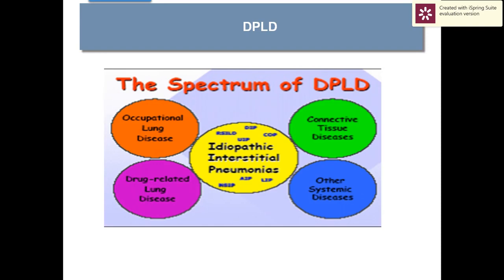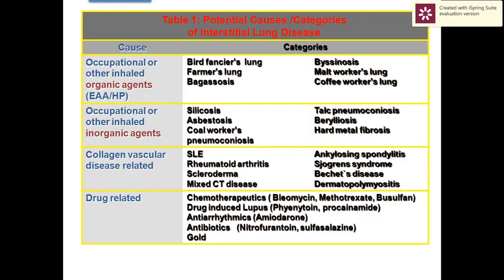We have a wide spectrum of diffuse parenchymal lung disease: occupational lung disease, drug-related lung disease, idiopathic interstitial pneumonia, or diffuse parenchymal lung disease associated with connective tissue disease and other systemic disease. Occupational or other inhaled organic agents: the most common is HP or hypersensitivity pneumonitis, such as bird fancier lung, farmer lung, malt worker lung, and sometimes coffee worker lung. Stone cutters have silicosis, and asbestosis occurs in people who work in shipyards.